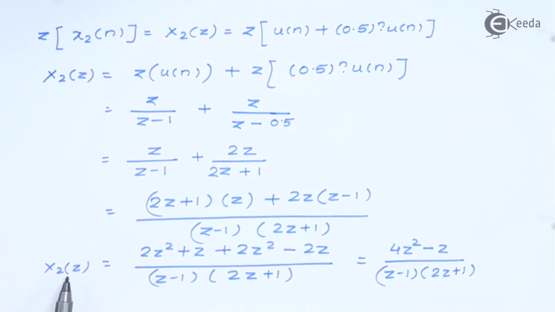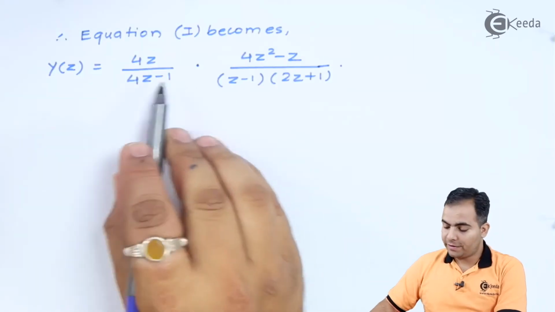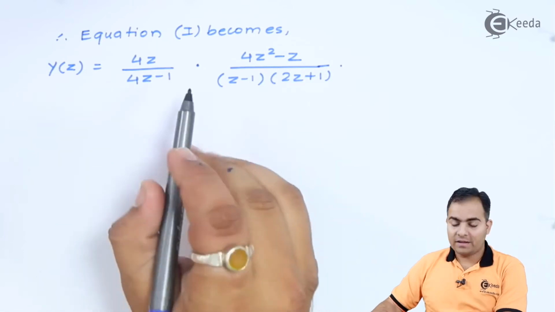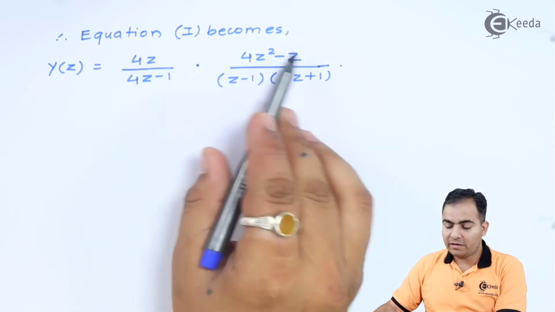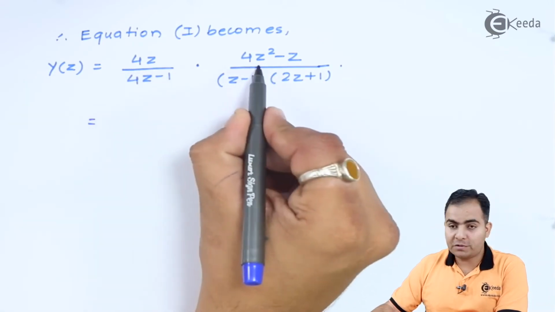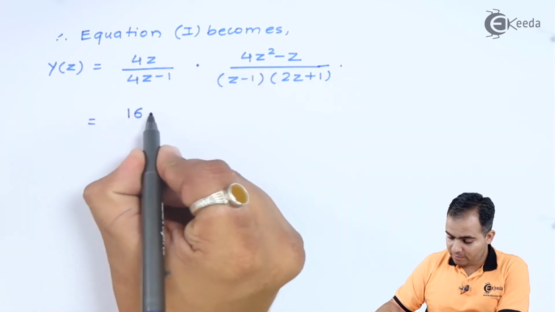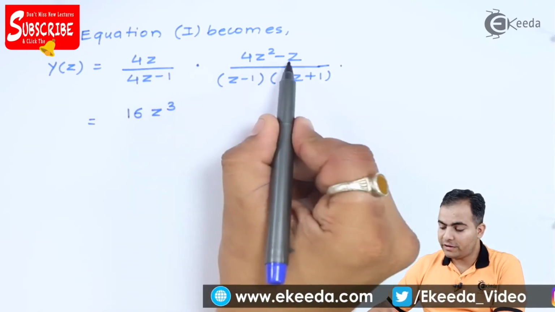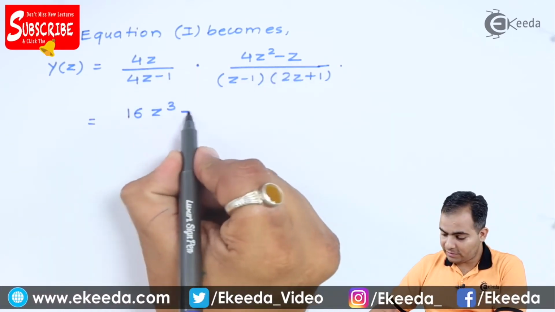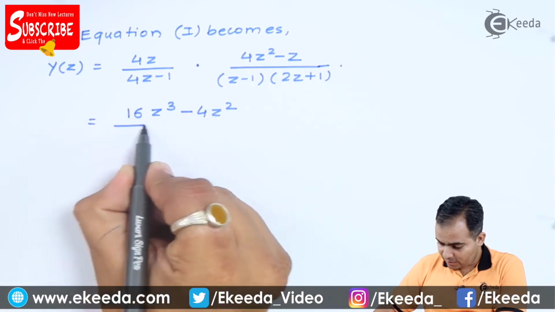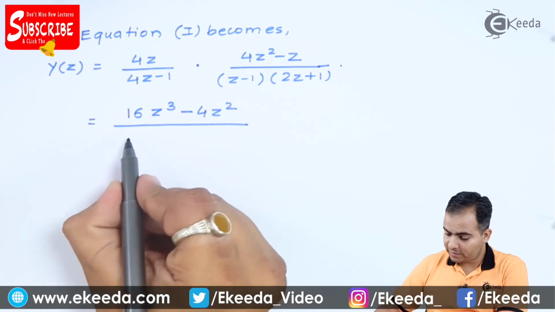Now I will substitute x2 of z value and x1 of z value in my equation number 1. Now I have substituted my x1 of z value and my x2 of z value in my equation number 1. Now I'll multiply this whole bracket with this second bracket. So what you will get? 4z into 4z square, answer is 16z cube, and 4z into minus z, answer is minus 4z square, and the denominator I'll write.